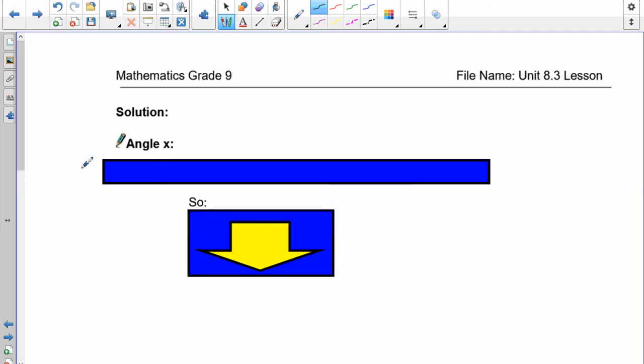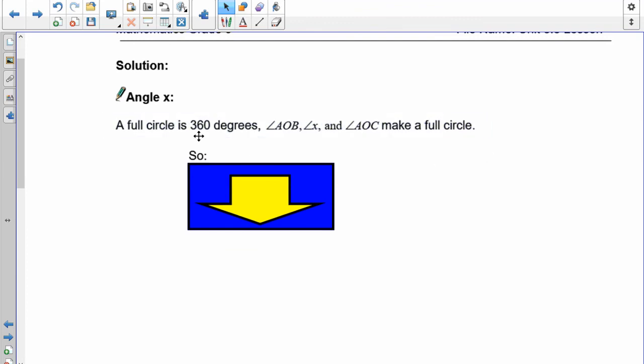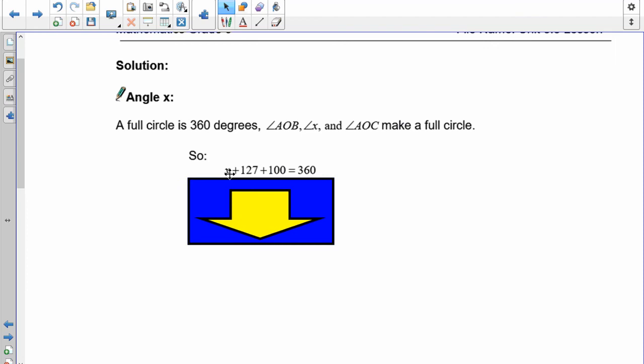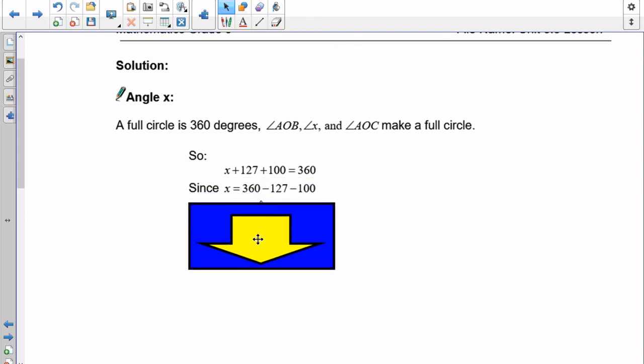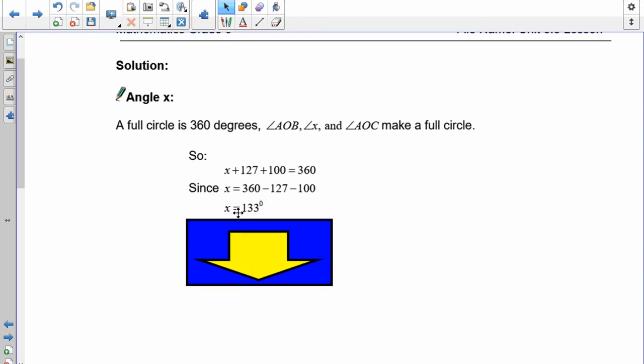All right, let's go to the next page. Here we go. It says that angle x is part of a full circle. So what we know is that if I take x plus 127 plus 100, I should get 360 degrees. Now, doing a little bit of algebra here, I'm going to subtract 127 from both sides and subtract 100 from both sides. The left side will all cancel out, leaving me just with x. And of course, that means that x is 133 degrees.